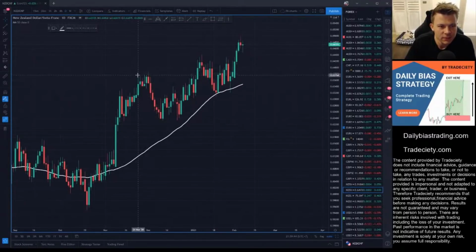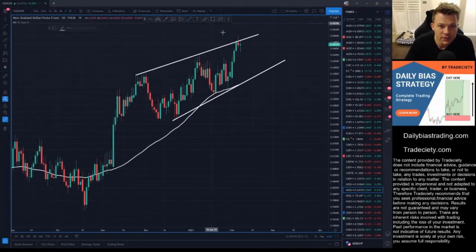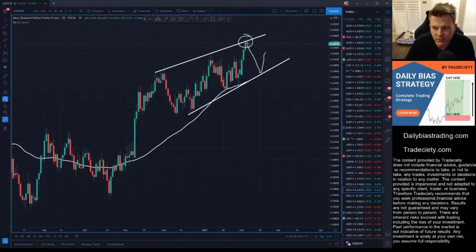So what do we have here? We are at an upper channel. So yeah, it's going to be interesting to see, can we see a bounce back into the moving average? That's probably going to be what people are looking for.